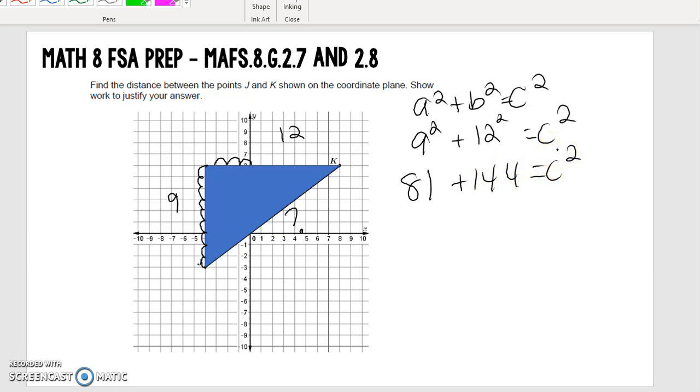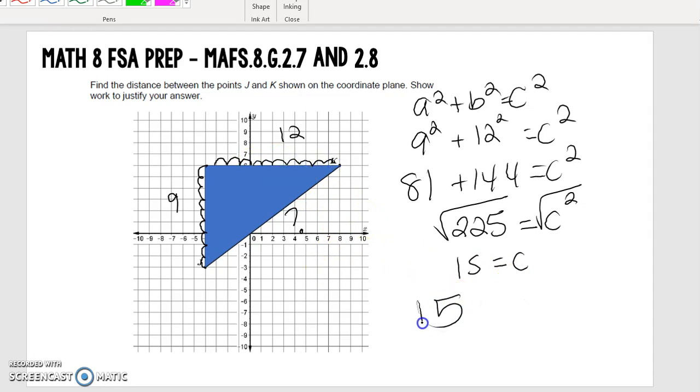And you will be able to use a calculator on problems like these. So 81 plus 144 is 225. If I take the square root of 225, my C value is 15. So 15 units from J to K.